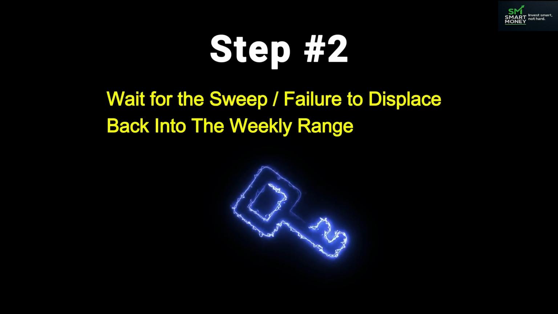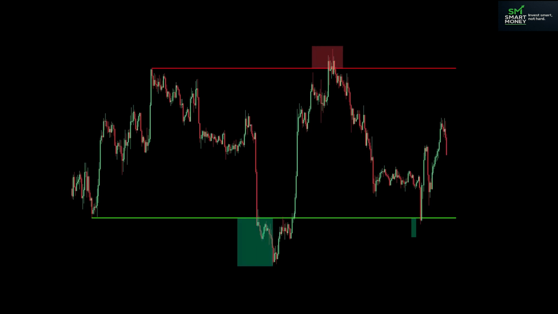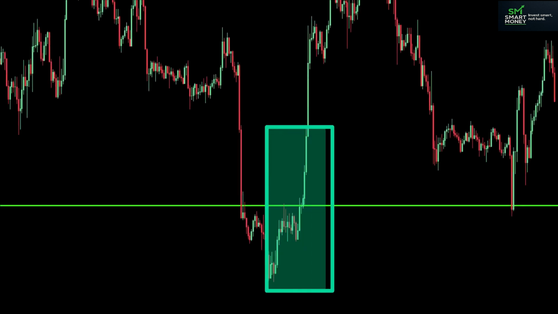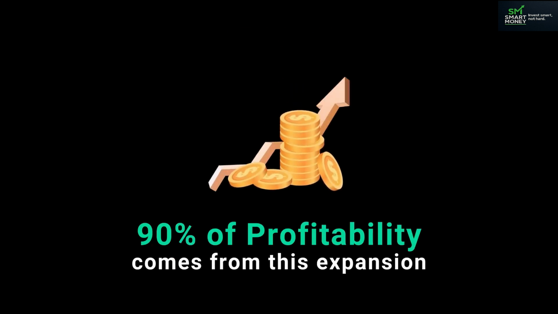This is the key. You don't trade the sweep, you wait for failure of the sweep, meaning price tags last week's high or low, fails to continue, then displaces strongly back inside the weekly range. This displacement is the tell. It confirms liquidity has been taken. Price is reversing. The weekly expansion is beginning. This is where 90% of the profitability comes from.